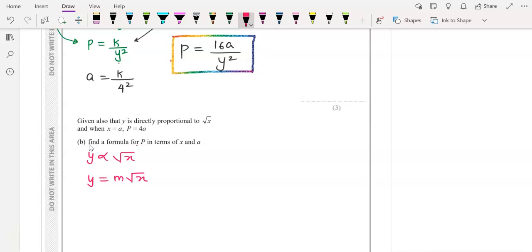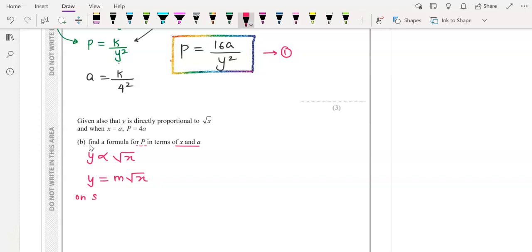Find the formula for p in terms of x and a. So you want formula for p, which is in part 1, in terms of x and a. So we don't need the variable y. What we'll do is, we will try to eliminate y by substituting the value of y. We have y square in part 1. So here in part B, let's square it.